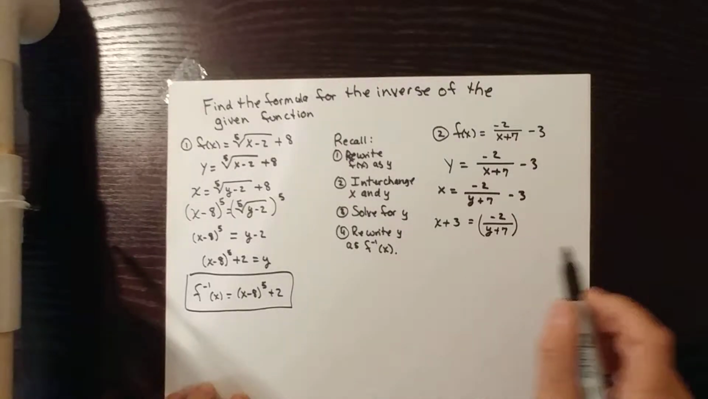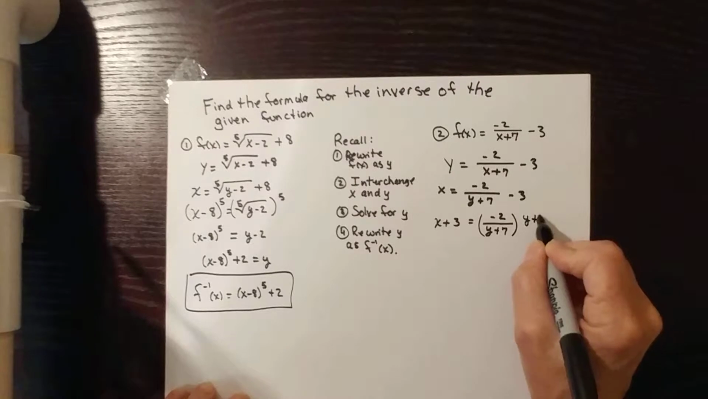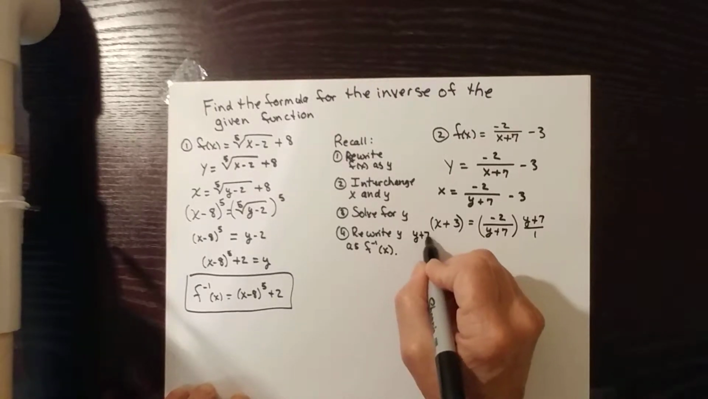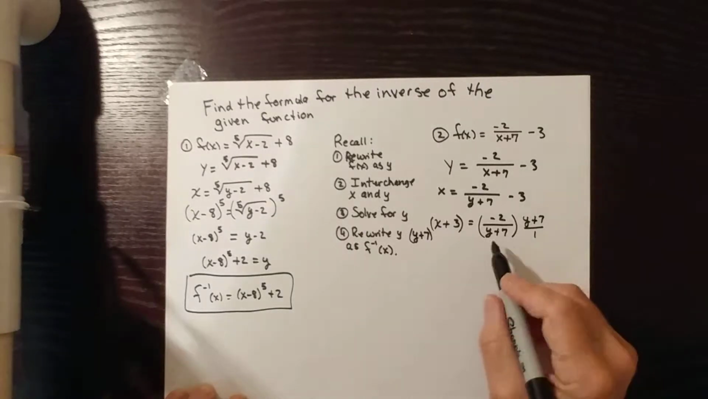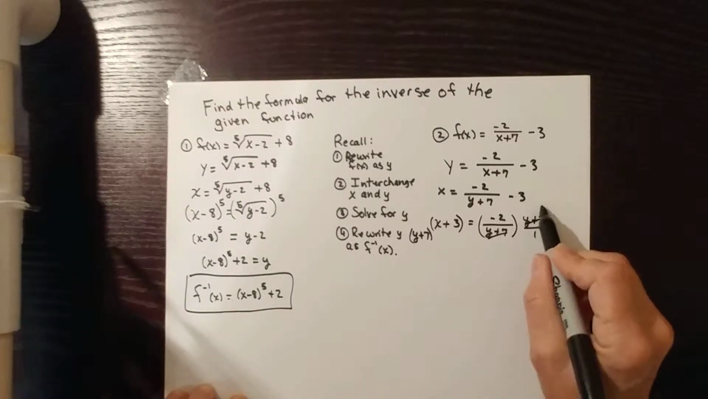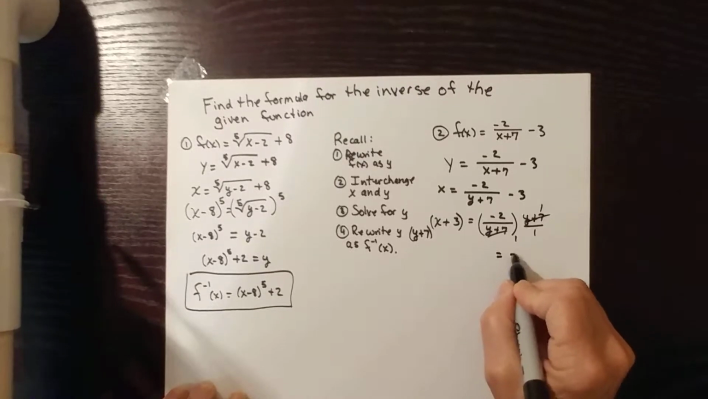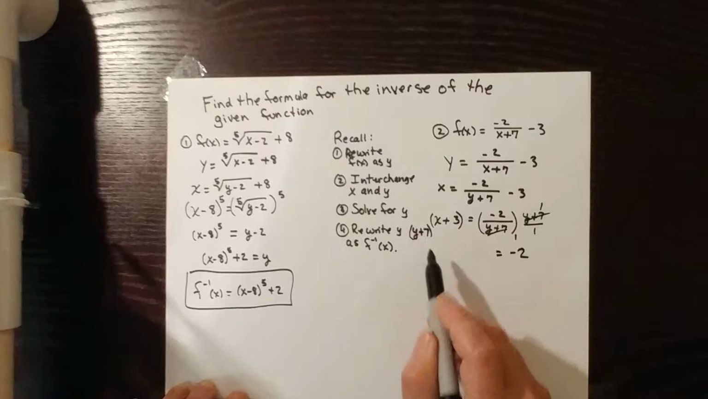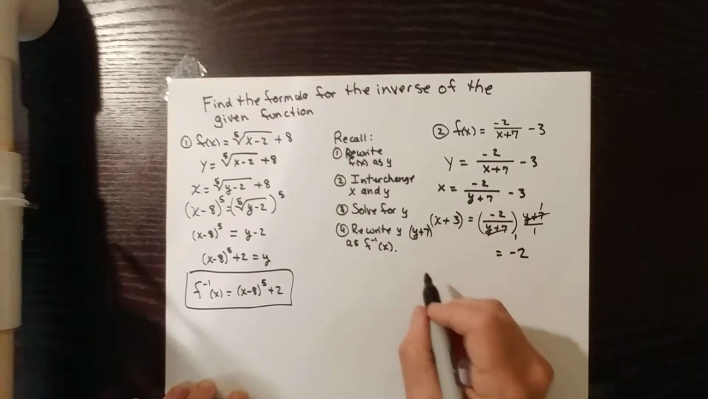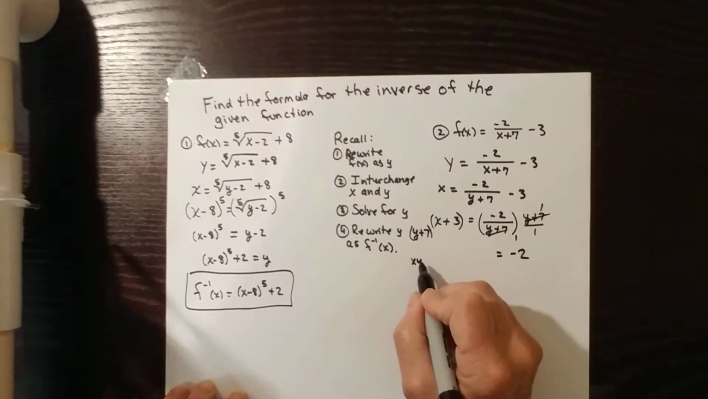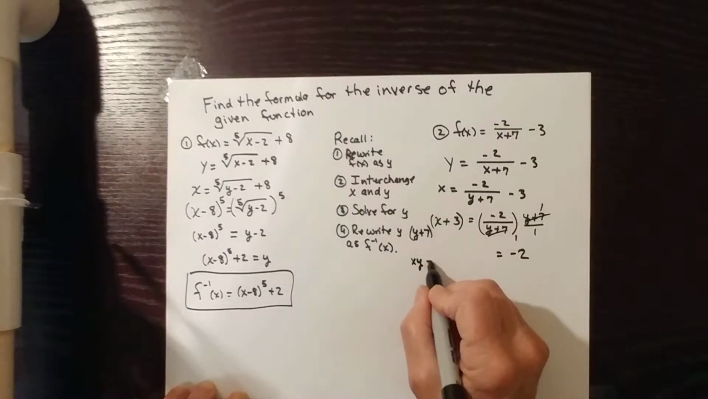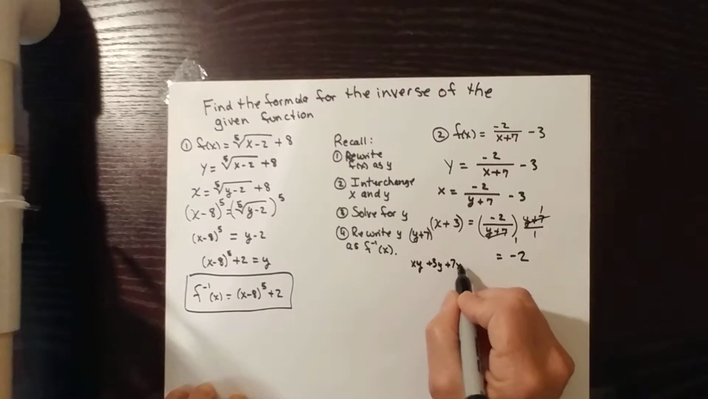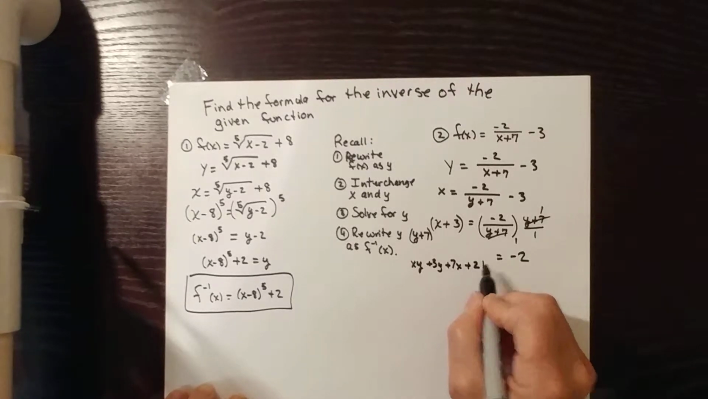Now I need to kill the denominator by multiplying both sides by y plus 7. And this side by y plus 7. Over here, y plus 7 divides into y plus 7 one time, so I get negative 2. Okay. On the left-hand side, I'm going to multiply this out. Y times x is xy. Y times 3 is 3y. 7 times x is 7x. 7 times 3 is 21.